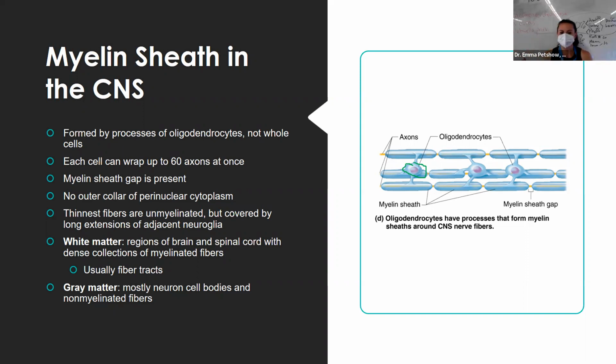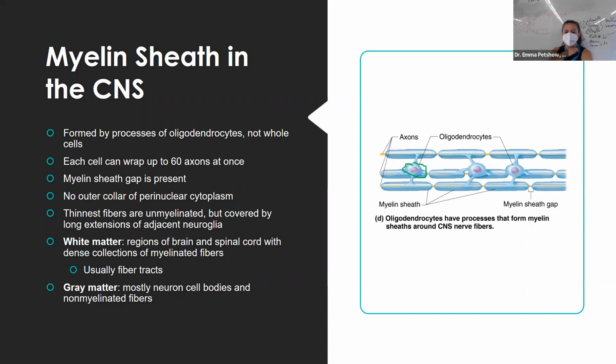So one oligodendrocyte can have 60 axons at once or more. 60 is just a rough average, but it's multiple axons that it's wrapping around and myelinating. You can see a myelin sheath gap, so you can see that we have those gaps present here. The thinnest fibers are also still myelinated. And you can see differences between white and gray matter.